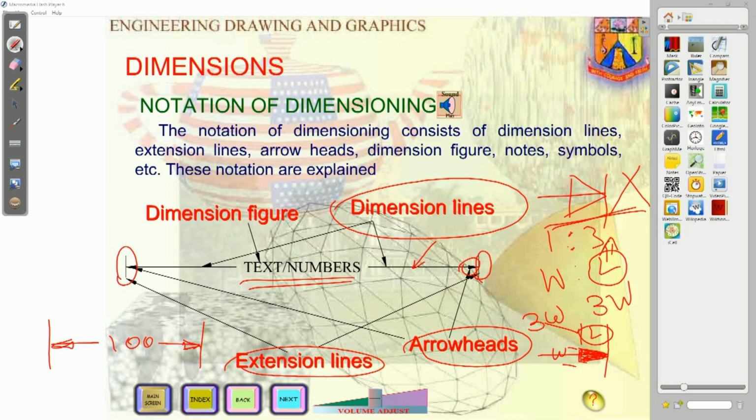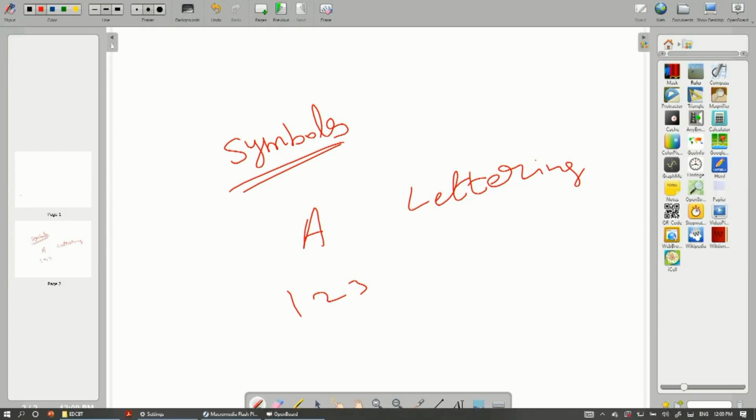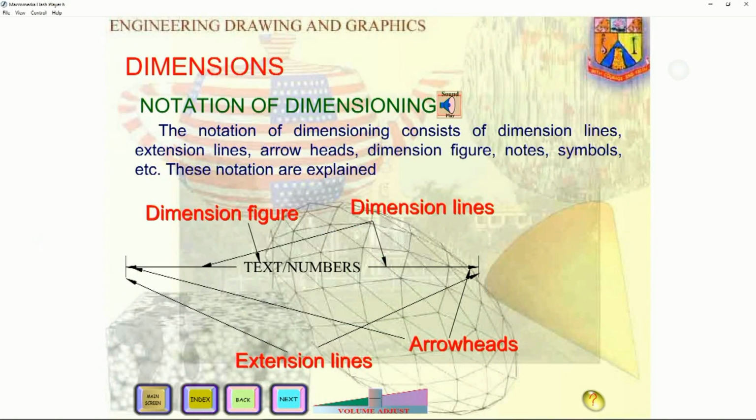The units should be printed above the name block column by using a 6 mm letter height, that is guideline spacing, that you have to draw. In that only you have to give. I show now. This is notation of dimensioning.